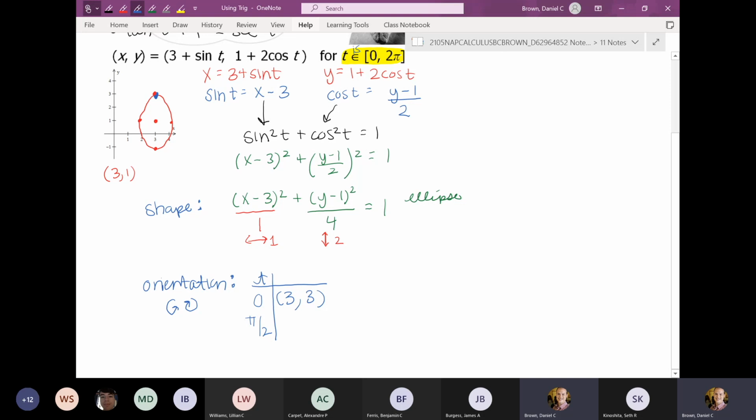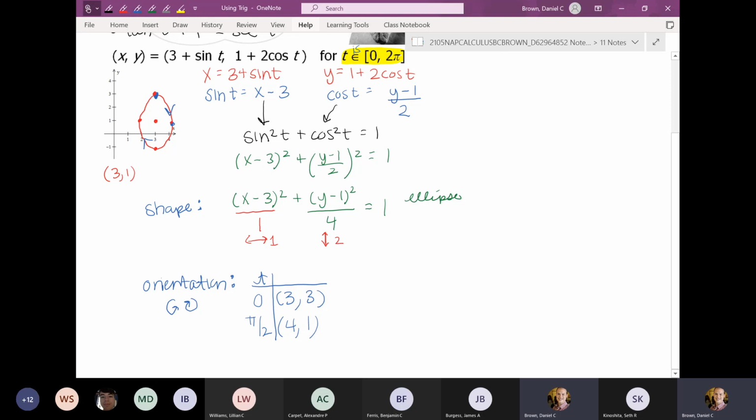And then at pi over 2, the sine of pi over 2 is 1, so that's going to be 3 plus 1 or 4. And then the cosine of pi over 2 is 0, so that's just going to be 1. So we have 4, 1. I can already see that motion. This one is going around clockwise.